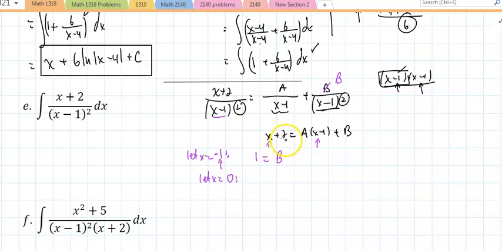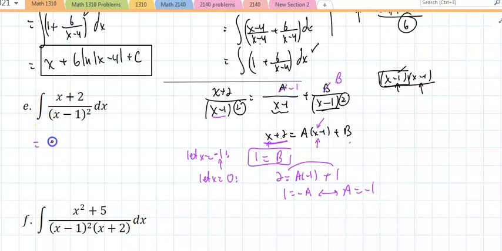How about 0? If you put a 0 there, isn't that 0 plus 2, which is a 2? A 0 there, isn't that a times negative 1, plus b, but I know that b equals a 1. Solve that equation and you're home free. This says negative a equals 1, so a is negative 1. So this is the integral of negative 1 over x minus 1 plus b over x minus 1 squared dx. Let's see how this works.